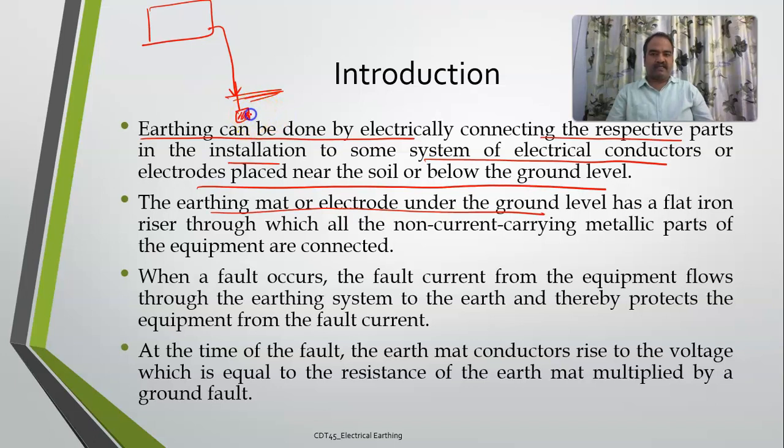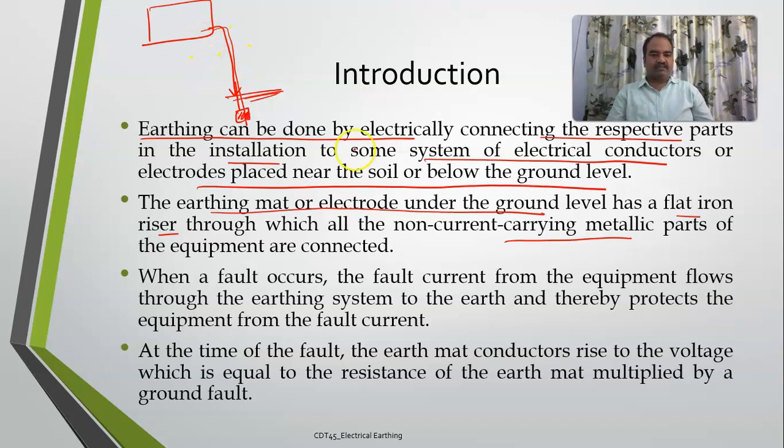Whatever electrode or earthing mat we use will have a flat iron riser through which all the non-current carrying metallic parts of the equipment will be connected. So when a fault occurs, the fault current from the equipment flows through the earthing system to the earth and thereby protects the equipment from the fault currents.